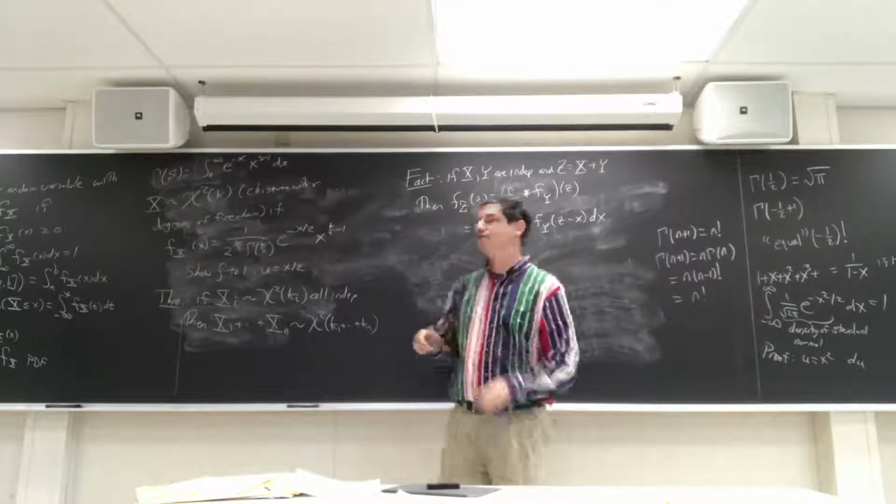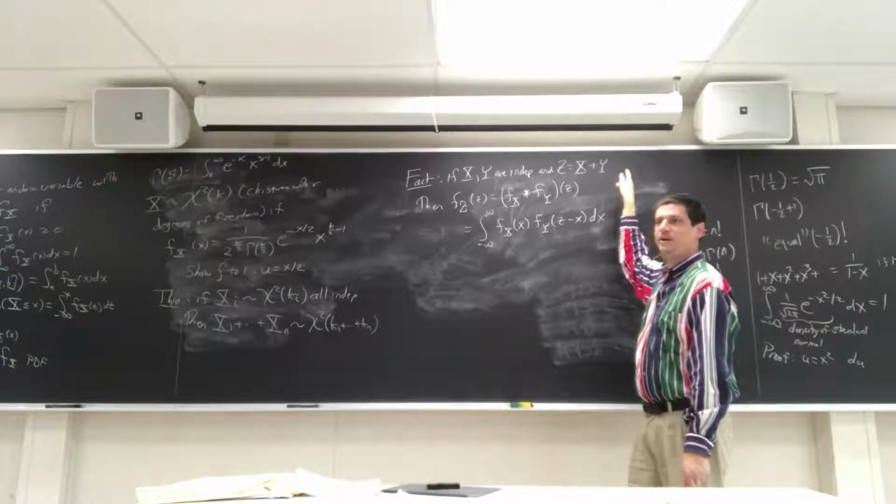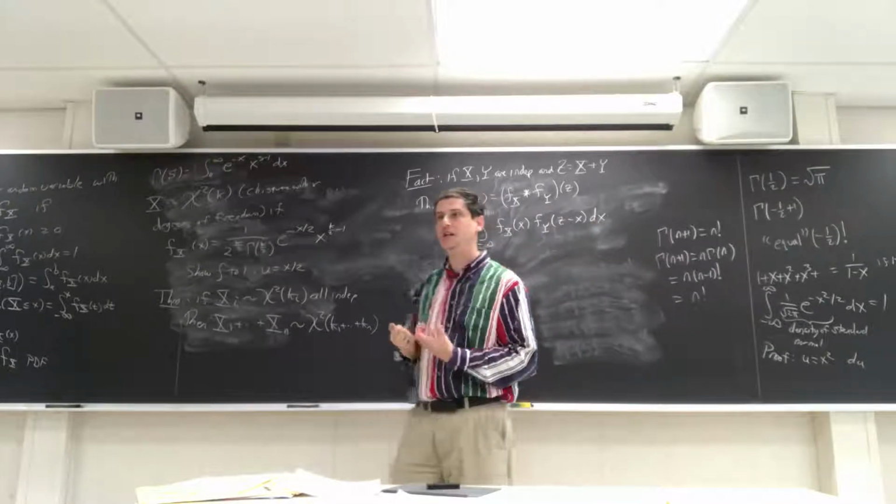3. Excellent choice. So if I want 3, I could have 1 plus 2. I could have 1.5 plus 1.5. I could have 0.2 plus 2.8. I could have lots of different ways of getting 3.